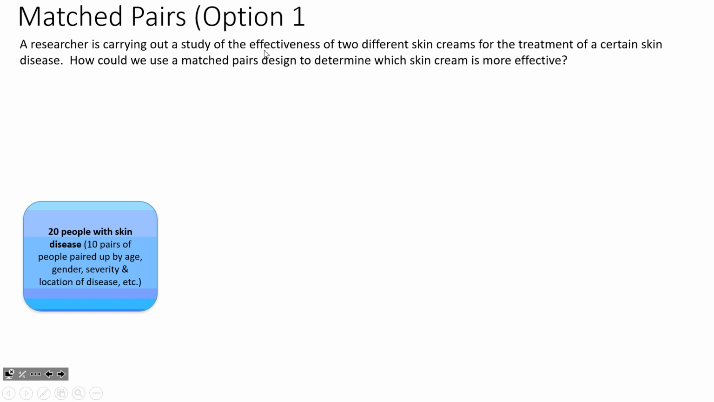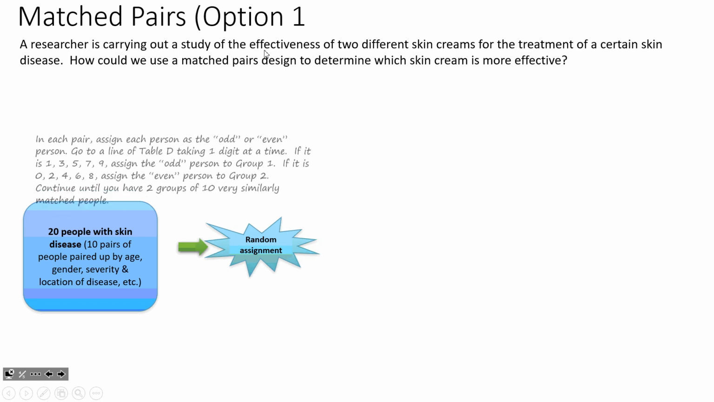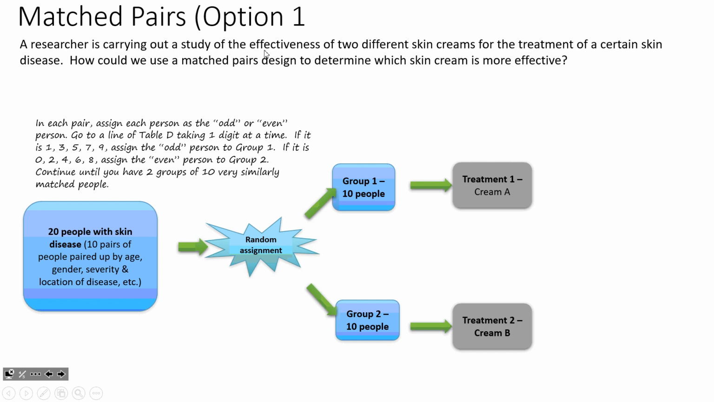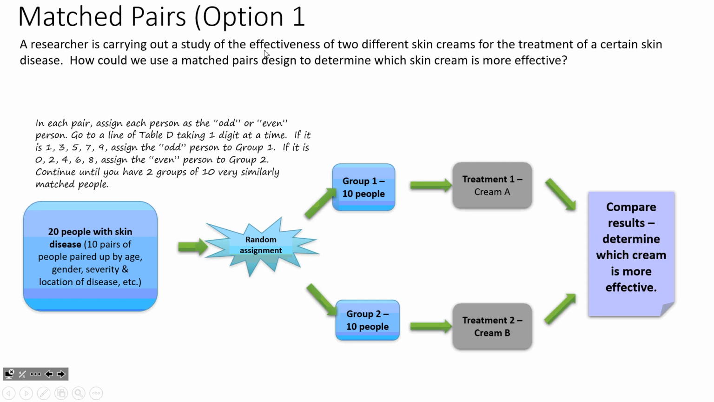So remember, best case scenario would be think of identical twins. So think of 10 sets of identical twins. And then I would randomly assign one person from each pair into one group and the other person from each pair into the other group. So remember, now I have two groups of people, but essentially they're the same groups. It's almost like I have a clone of each group, you know? And then I give one group treatment A or cream A, one group cream B, and then compare the results. Which cream is more effective?